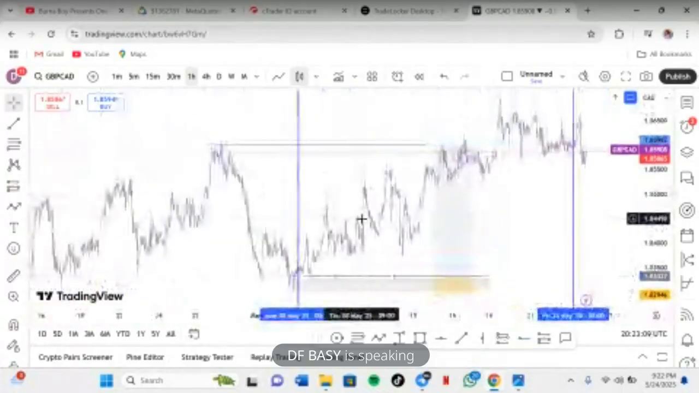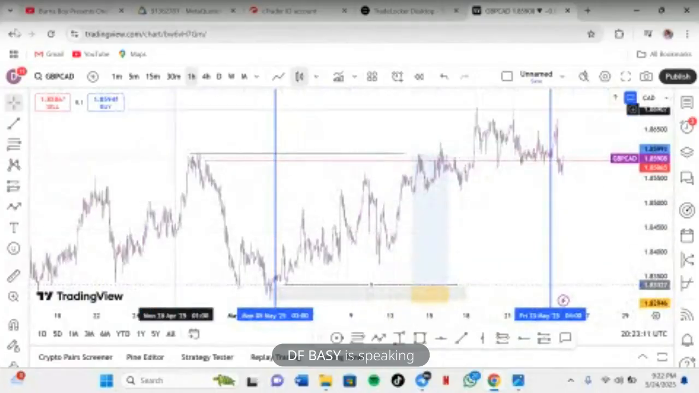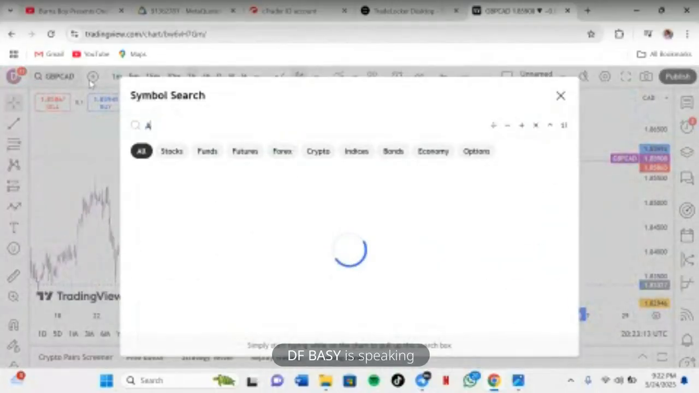Okay. So now this is GBP CAD. Let me check another currency pair if I can.